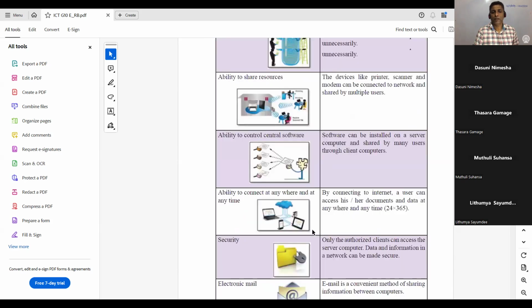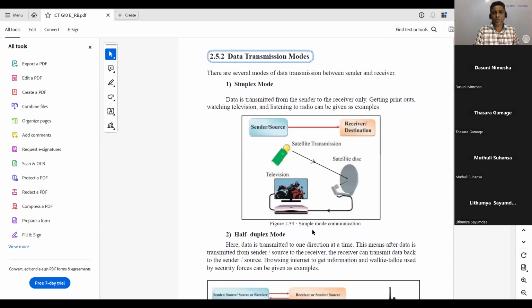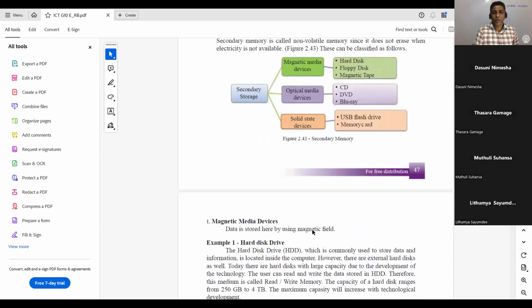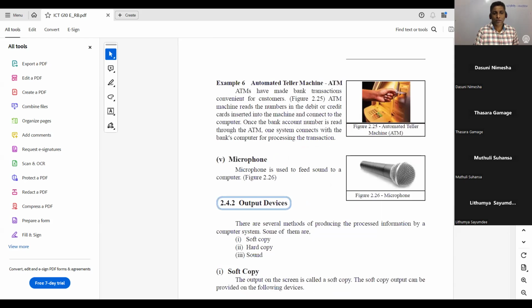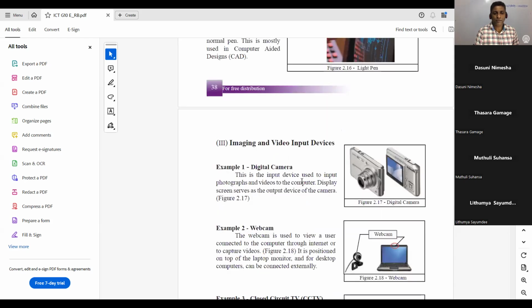So it's a bit of a lengthy chapter, so slowly we have to study. Don't worry about the rest of the things. First things first, I'll start from the beginning.